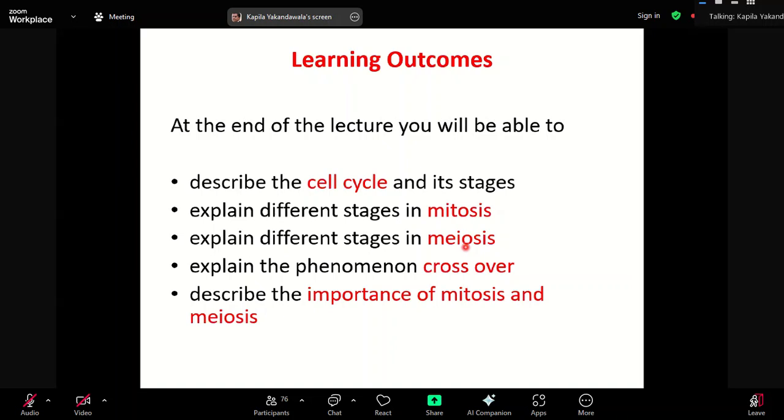At the end of the lecture, you should be able to describe the cell cycle and its different stages, then you should be able to describe different stages in mitosis and meiosis, anunana vibhajana and unana vibhajana, then the phenomenon of crossover, avataranaya, then describe the importance of mitosis and meiosis.